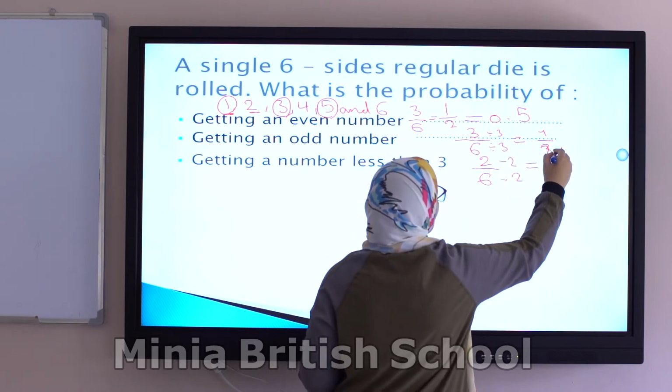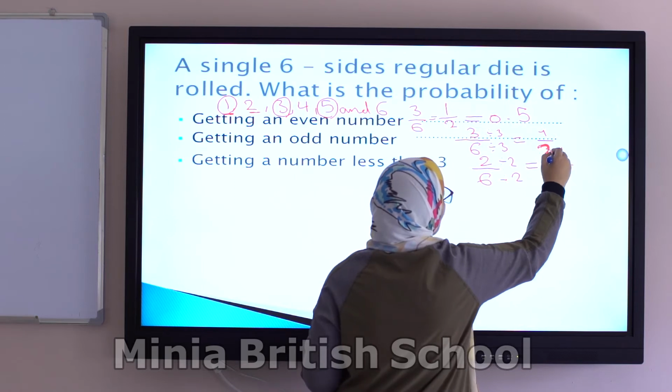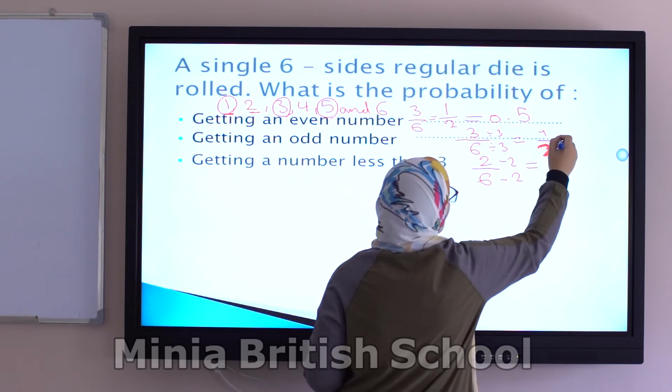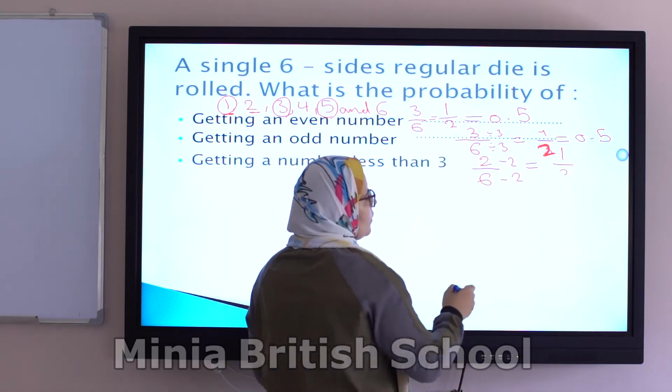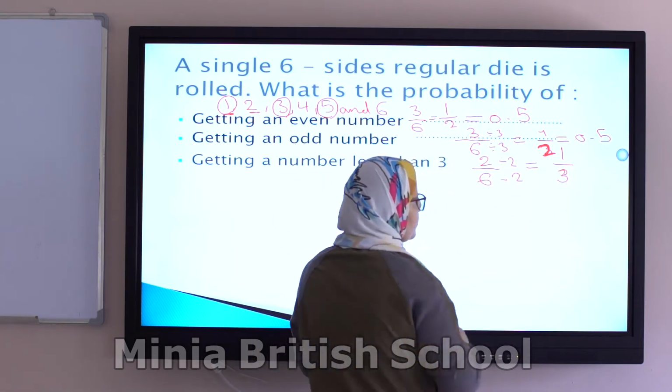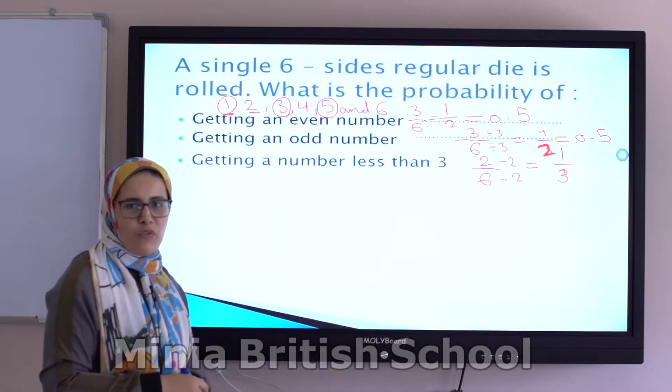here over 2. The previous one, it's 1 over 2. So it will be 0.5. But here, 6 divided 2 equal what? 1 over 3. I'm sorry for this mistake.